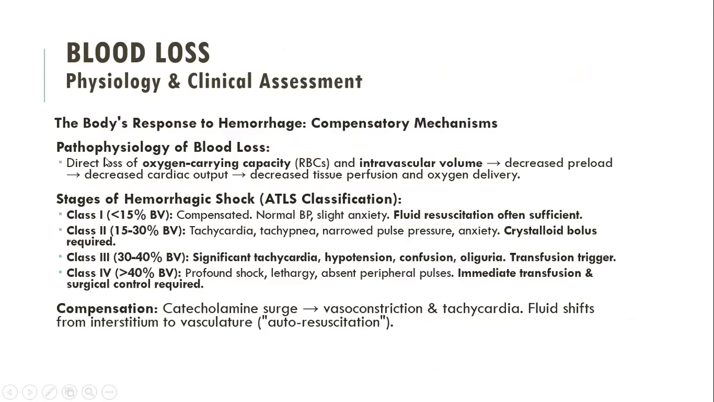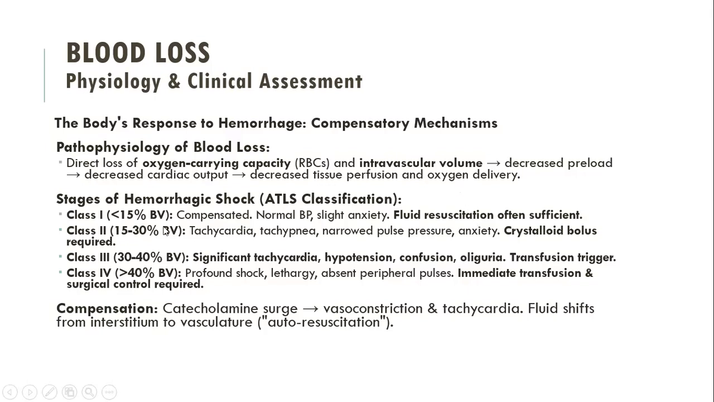The pathophysiology of blood loss is that whenever there's a blood loss, there's a direct loss of oxygen carrying capacity because RBCs are lost, and there's intravascular volume loss also. This results in decreased preload and decreased cardiac output, and that decreased cardiac output again causes decreased tissue perfusion and oxygen delivery.